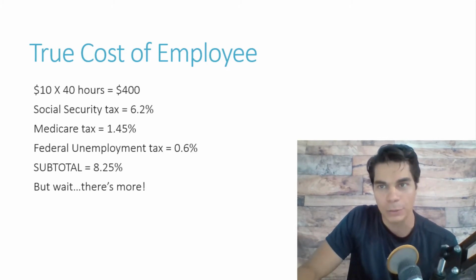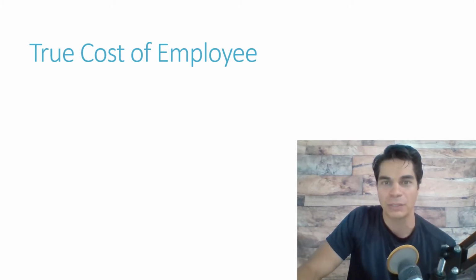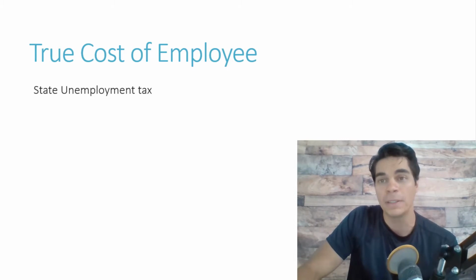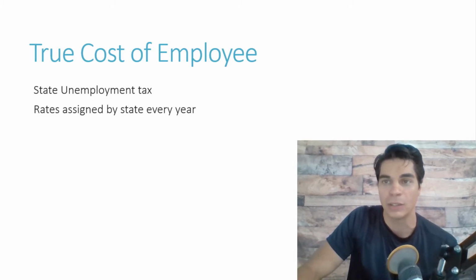But wait, there's more. Step number 2, we're not quite done yet in calculating that true expense. Step number 2 is state unemployment tax. I mentioned federal unemployment tax earlier. This is state unemployment tax, and oftentimes this is confused as unemployment insurance, but to a business owner, this is really a tax on your business.